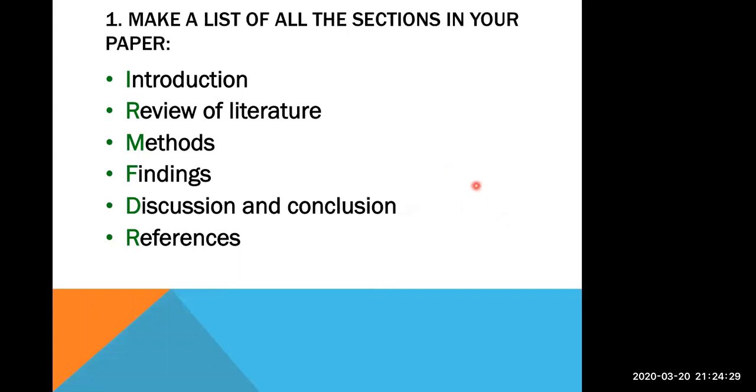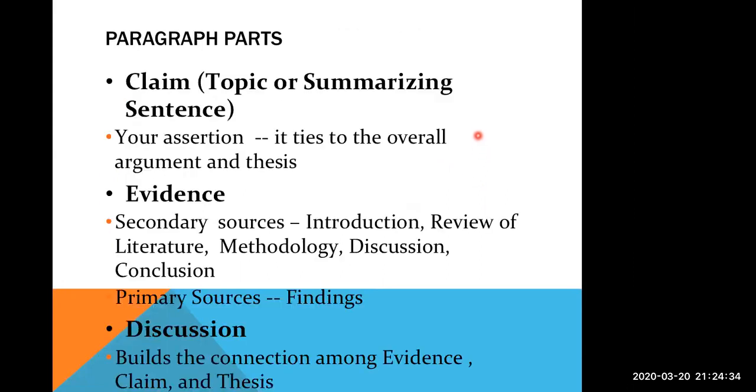We'll talk about each one in a little bit of detail. Before this, I would like just to give you a hint about paragraph parts. You should remember all the time that these three major elements, claim, evidence, and discussion, should constitute your main argument. Your claim is the topic, or the thesis statement, that should be placed at the very introductory part of your research paper, where it ties to the overall argument and thesis.